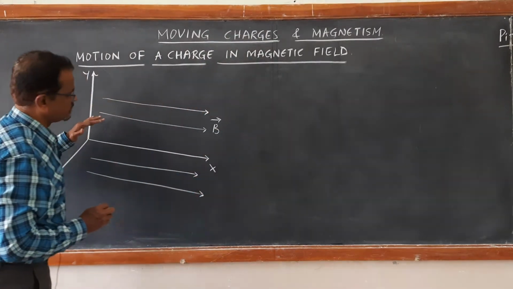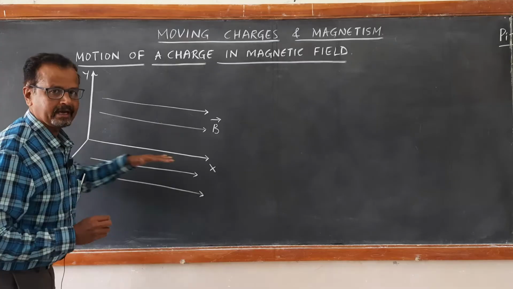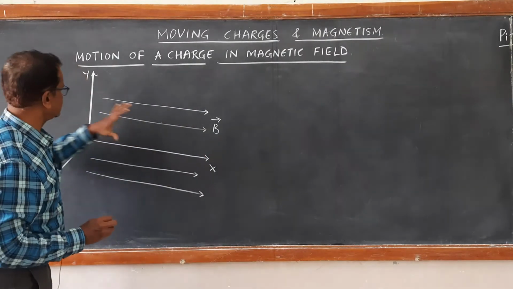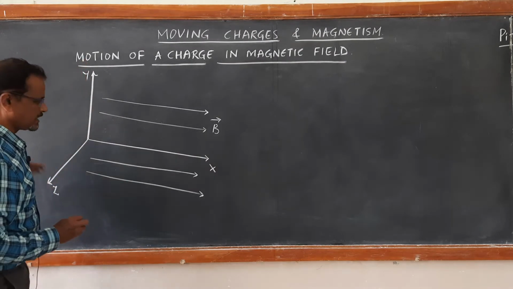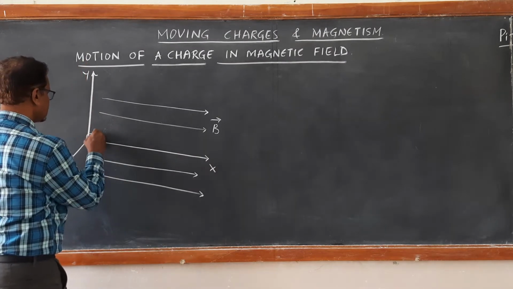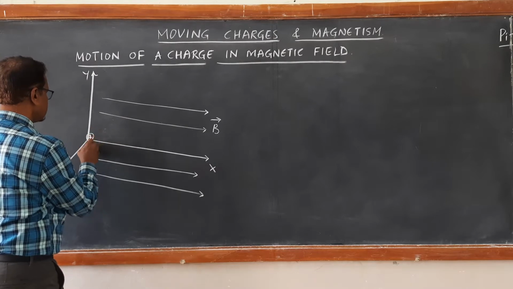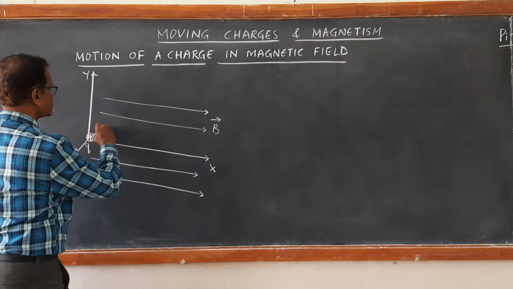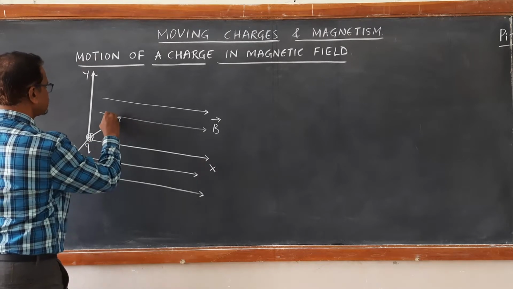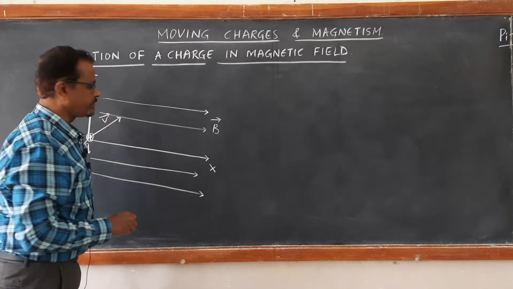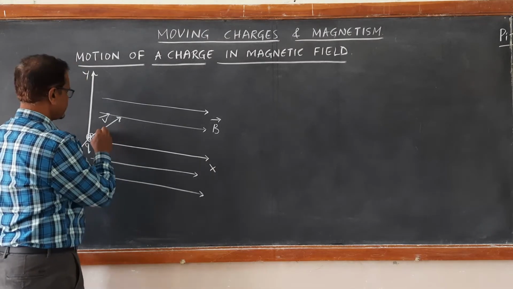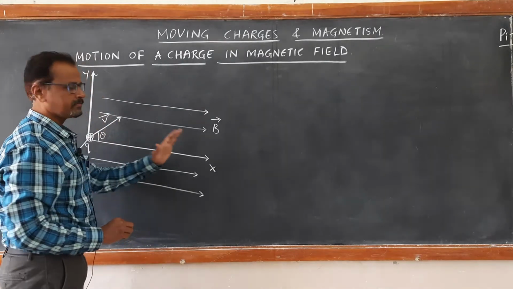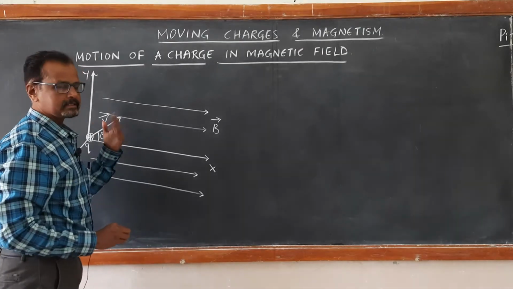Consider a case in which the magnetic field is acting along the x-axis. This is the x-axis and the magnetic field is acting along the x-axis, and this is the y-axis and the z-axis. Think that there is a positive charge plus q, which is moving with a certain velocity vector v at an angle theta. The angle is not perpendicular, it is some acute angle, let us say.